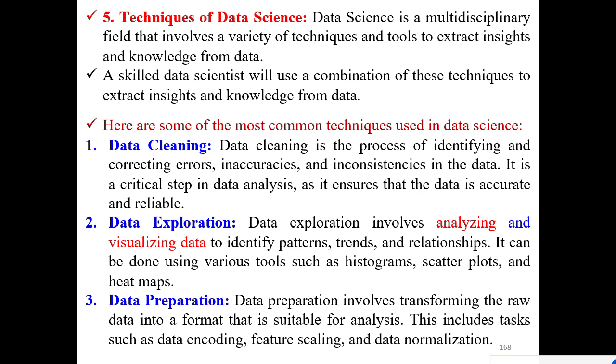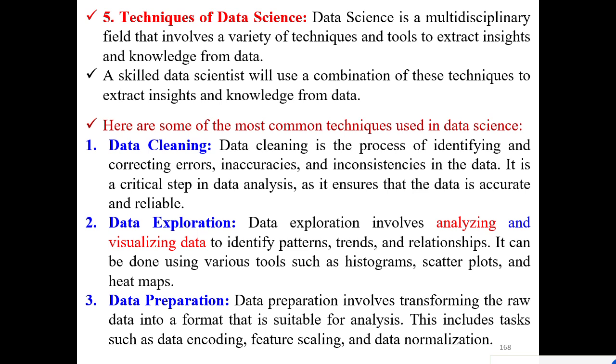Then what is meant by data exploration? Data exploration is visualizing the data after applying our models, and analyzing the data for identification of patterns, trends, meaningful data, interesting analytics and relationships between the data points. It can be done using various tools such as histograms, pie chart, bar chart, heat map, scatter plots and area maps, etc.